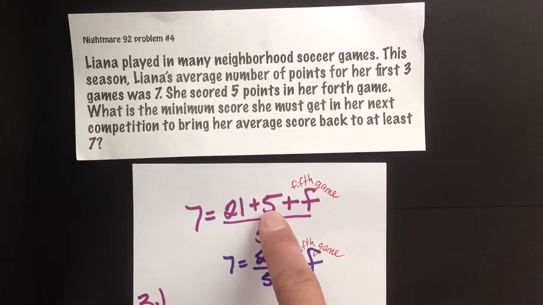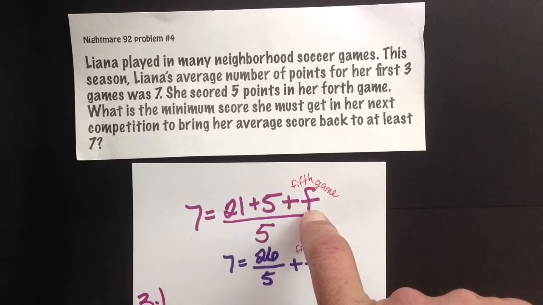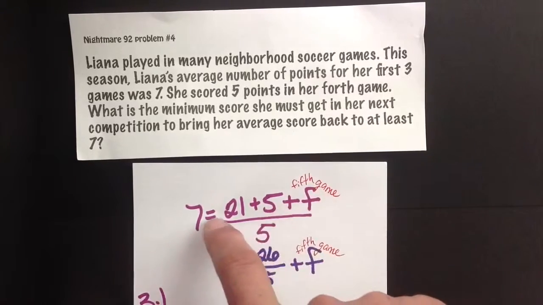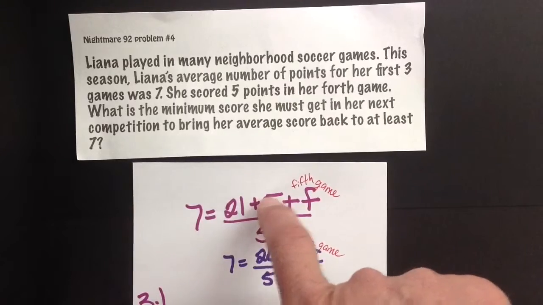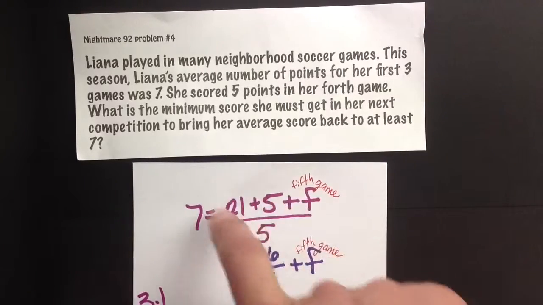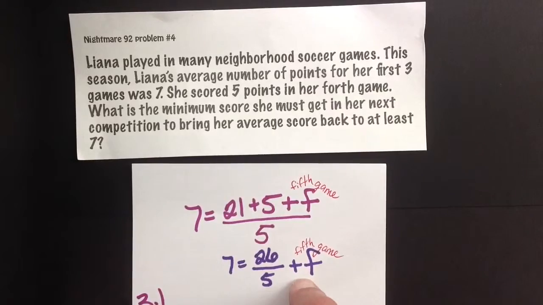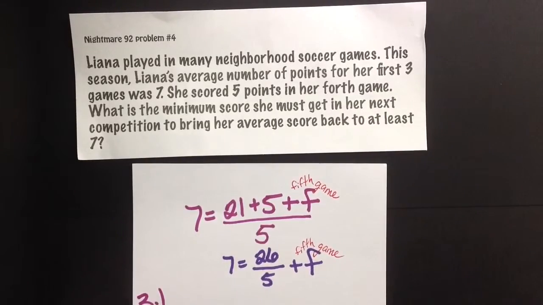Then we have to figure out what the 5th game is. Well, you don't know, so we're just going to call it F for 5th game. We know then it's 1, 2, 3, 4, 5 games. To find the average, we divide by 5. So we get 26 divided by 5 plus a 5th game that we don't know. We can just put it off to the side.